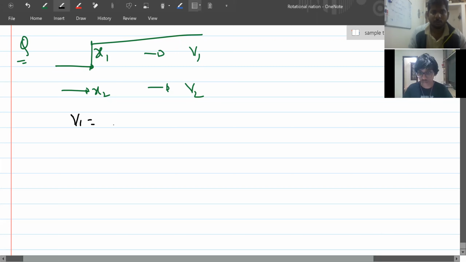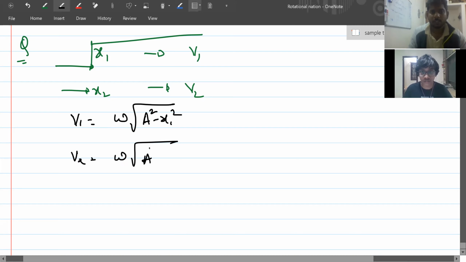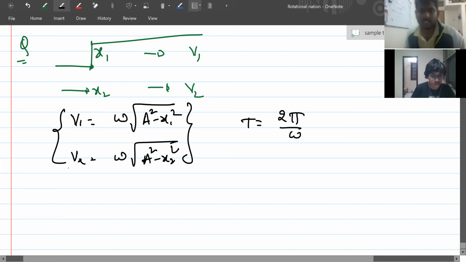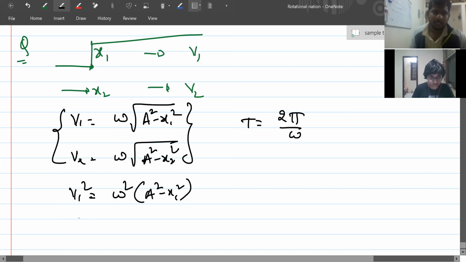V1 is equal to omega into root over a square minus x1 square. V2 is equal to omega into root over a square minus x2 square. Right? Yes, sir. Time period is equal to 2 pi by omega, right? Will we be able to find out omega by these both relations? I hope we can. V1 square is equal to omega square into a square minus x1 square. V2 square is equal to omega square into a square minus x2 square, right?